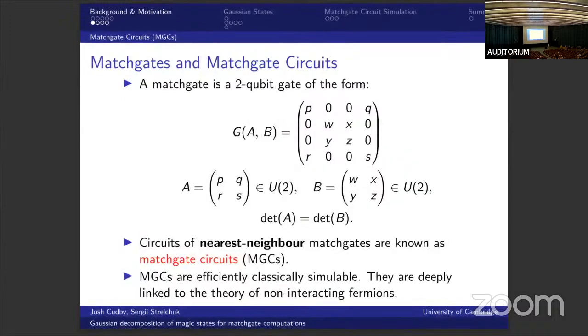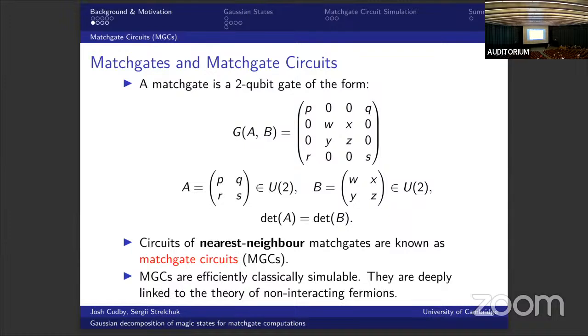Okay, so I'm now going to change tack completely and give some background on matchgates and matchgate circuits. So a matchgate is this rather strange looking 2-qubit gate. It's got 2 parts, an A and a B. A acts on the even parity subspace, so the 0,0 and the 1,1, and B acts on the odd parity subspace, so the 0,1 and the 1,0. And A and B both have to be unitary, and crucially, they have to have the same determinant.